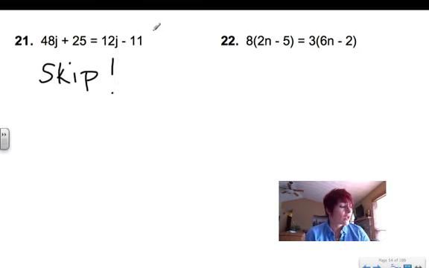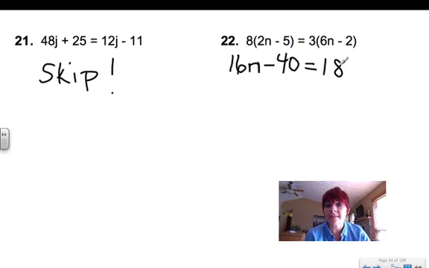Number 22, notice there's distributive property on both sides. So first I'm going to distribute the 8. 8 times 2n is 16n. 8 times negative 5 is minus 40. Equals, now we're going to distribute on this side, 3 times 6n is 18n. And 3 times negative 2 is minus 6.